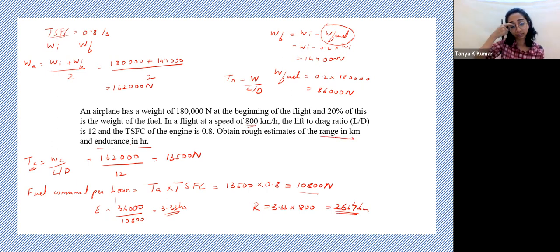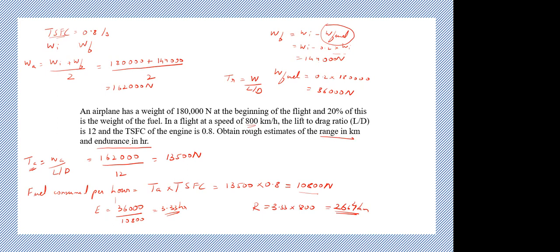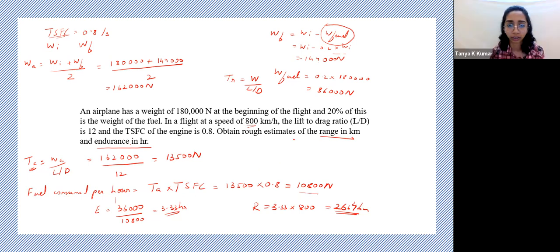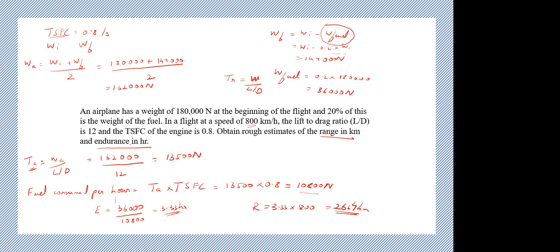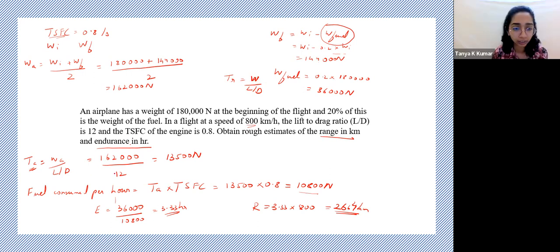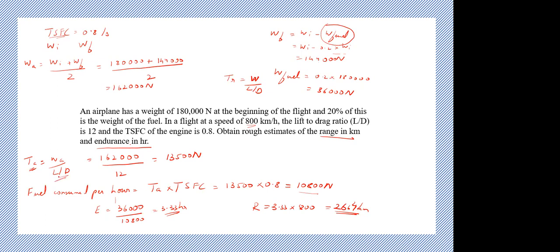Is this clear? This was a slightly different question. Ma'am, can you please explain the thrust part again? Like, how do you calculate it initially? Okay, so the thrust required is this equation, you understood, right? Yes, ma'am. So I just plugged in the average weight into this L by D. Ma'am, why do we use the average weight?